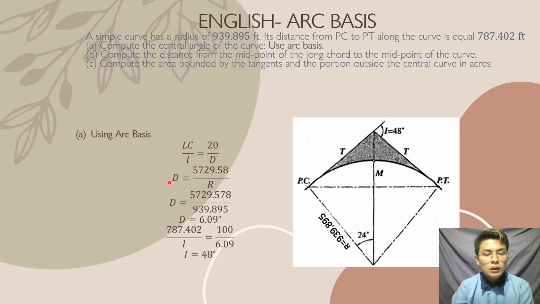So in finding the central angle of the curve, we must first find the degree of the curve using the formula 5729.58 divided by the radius. The given radius is 939.895. Given the values, we must substitute it, and the answer for the degree of the curve is 6.09 degrees. So using this formula, we will get the central angle of the curve, which is the 48 degrees.